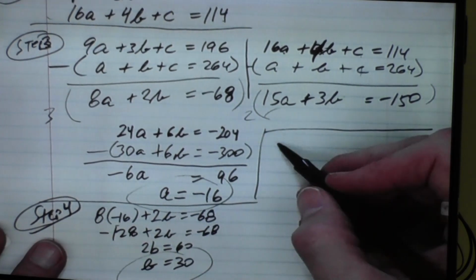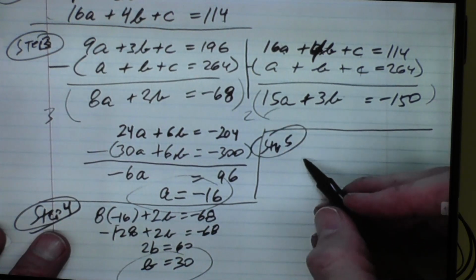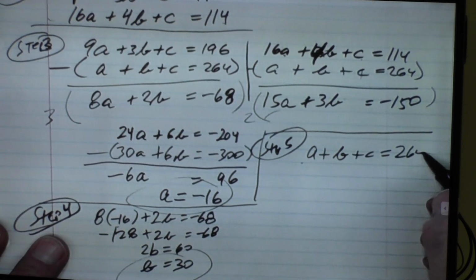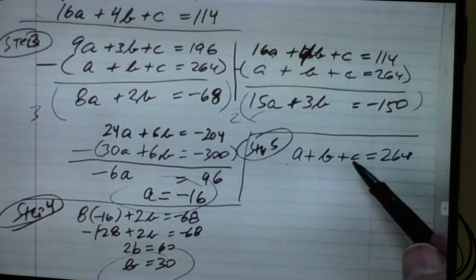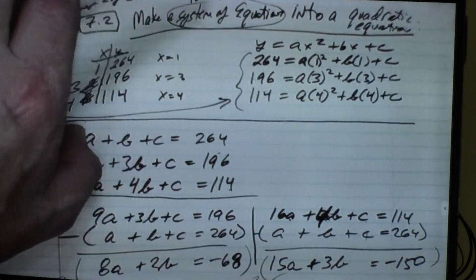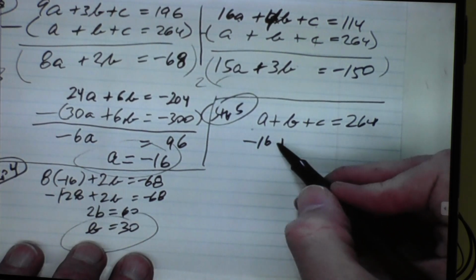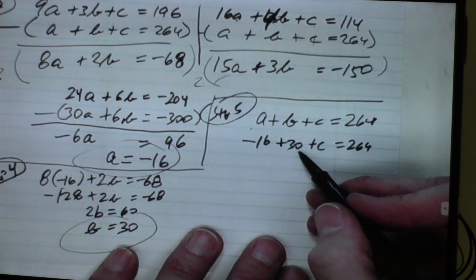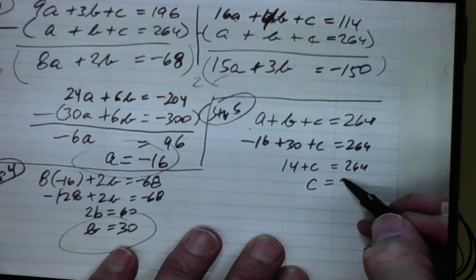We just need C. So call this step 5. So A plus B plus C is equal to 264. I chose, of the 3, since I have A and B and I need C, I need to use one of these 3 up here. And it's so much easier to use that one because we don't have any multiplying to do for anything. So that's going to be negative 16 for the A, plus 30 for the B. So let's solve it. That's 14 plus C. So C is 250.